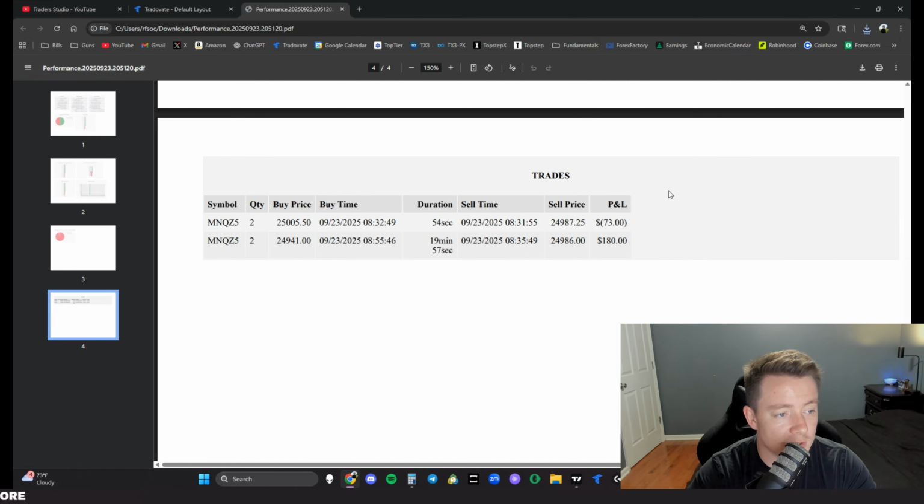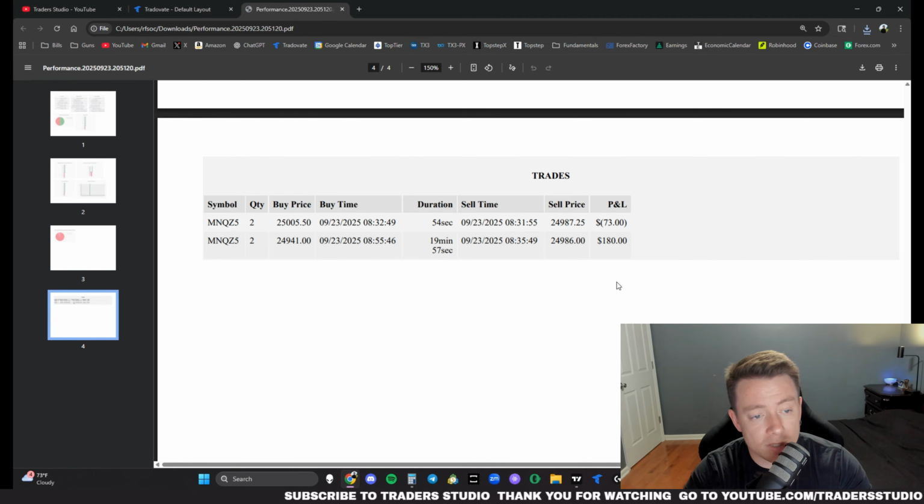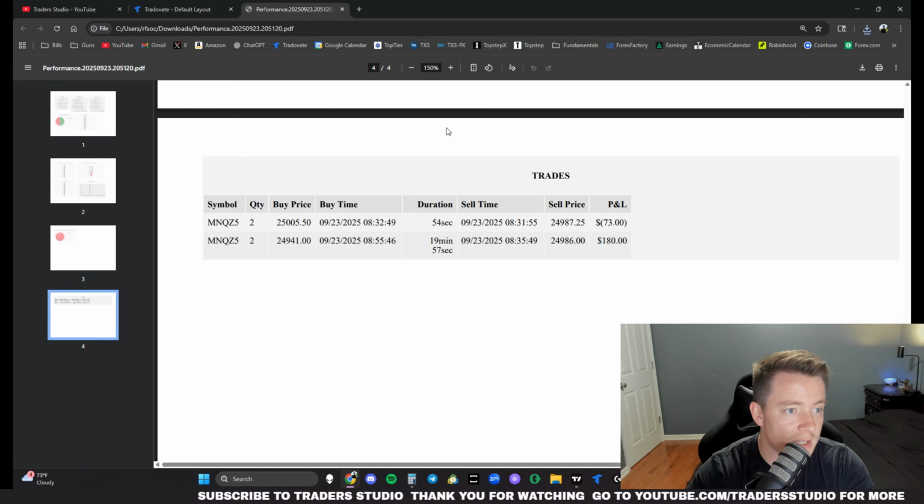I know that's why you guys are all here. As you can see here, I did take 2 trades. The very first one, these were both on micro Nasdaq, MNQ. As you can see here, I did use 2 micro contracts for both. The very first trade that I took, I did take a loss, and then we ended up making that back, as you can see there.